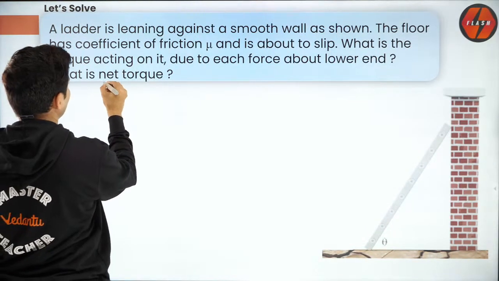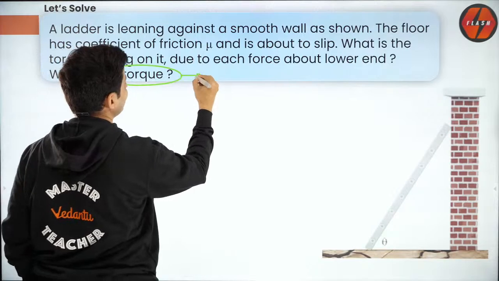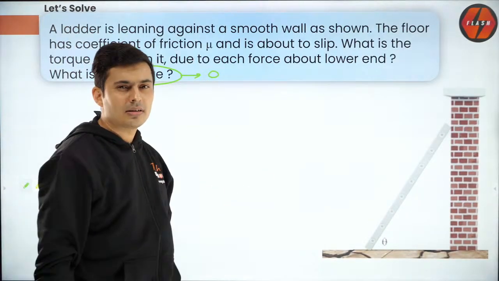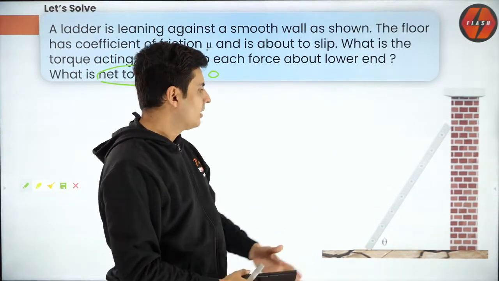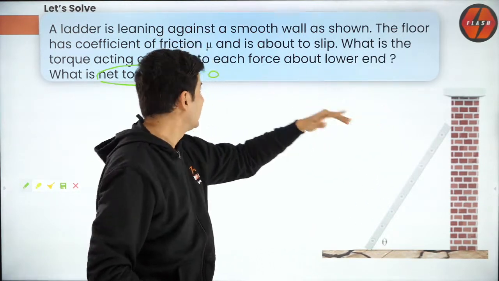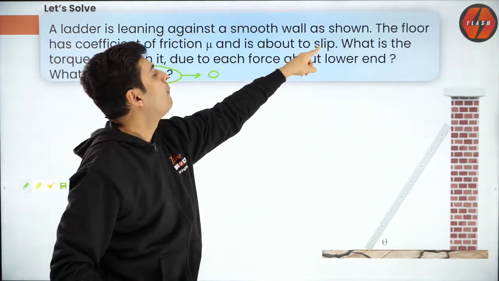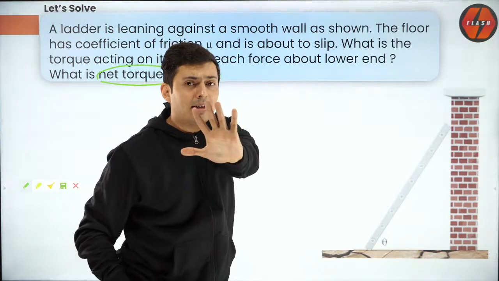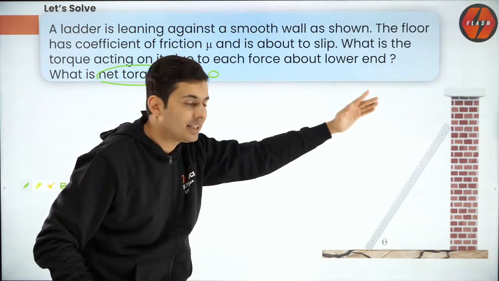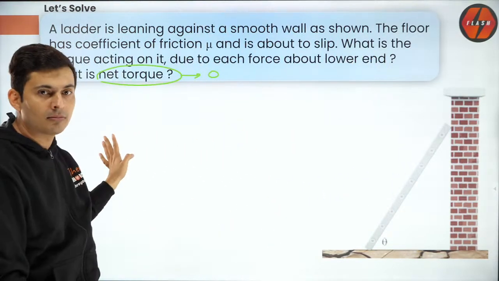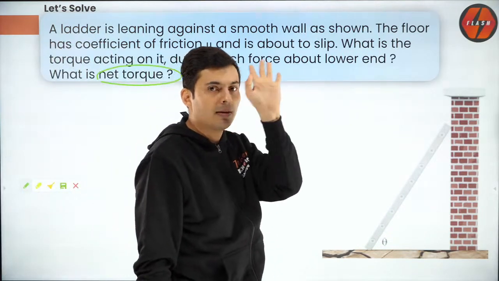What is the net torque? Net torque is 0. It's very obvious. This ladder is not sliding, it's given. And it's about to slip. It's not slipped yet. It's about to slip, so it's at rest. So net torque is 0 for sure. That's the first thing that should enter your head.